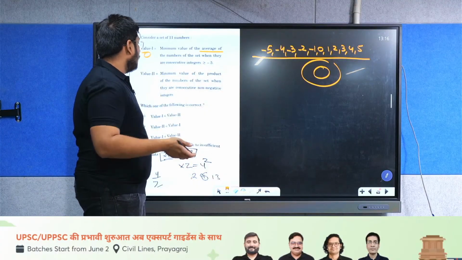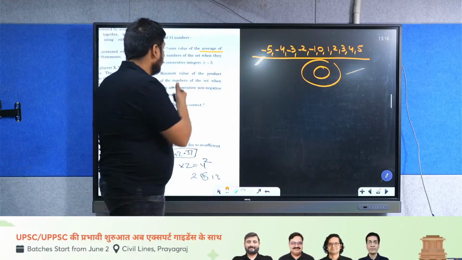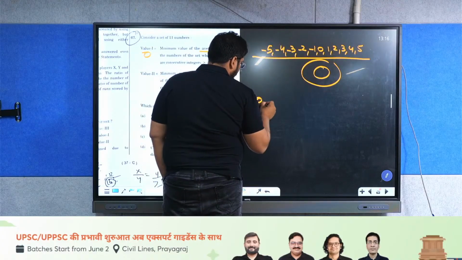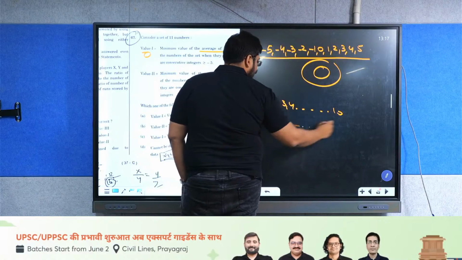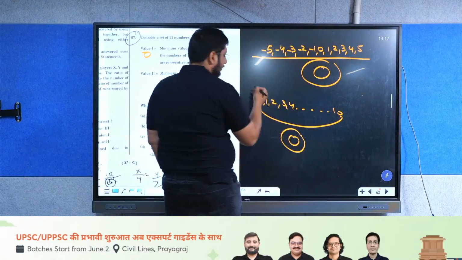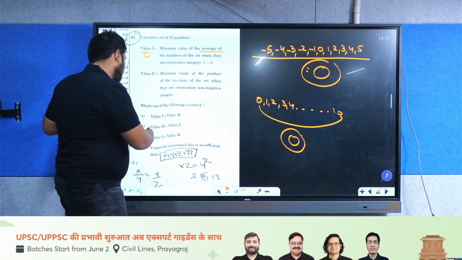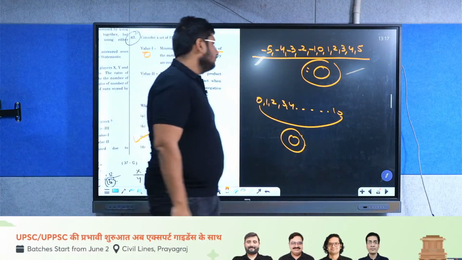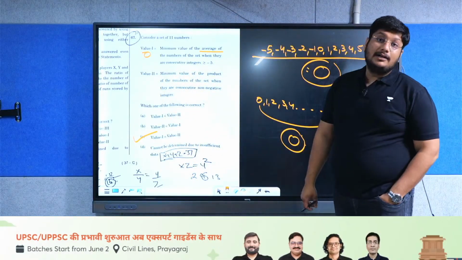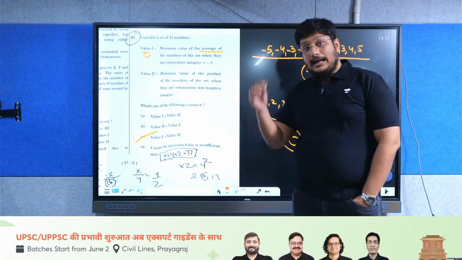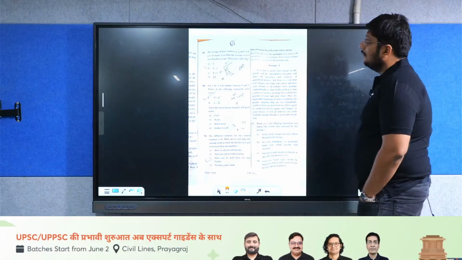Minimum value of the product of the numbers of the set when they are consecutive non-negative integers. If they are non-negative, it has to start from 0, 1, 2, 3, 4, 10. And their product is 0 because anything multiplied by 0 is 0. So both the things are 0. That means value 1 is equal to value 2. Both are 0. Not very straightforward questions. They will actually tell you to use your brain while solving. Rote learning will not work.